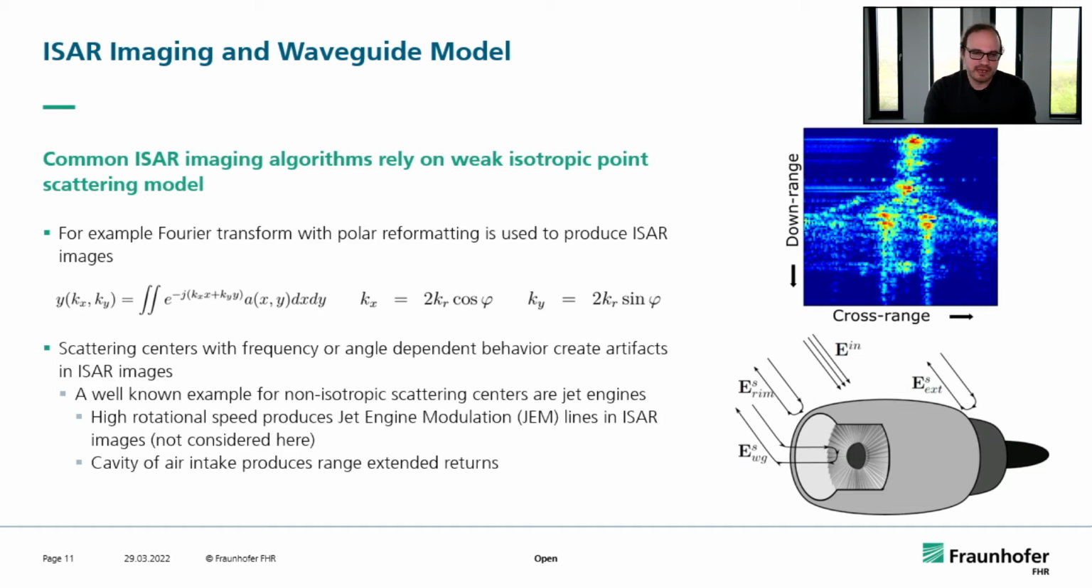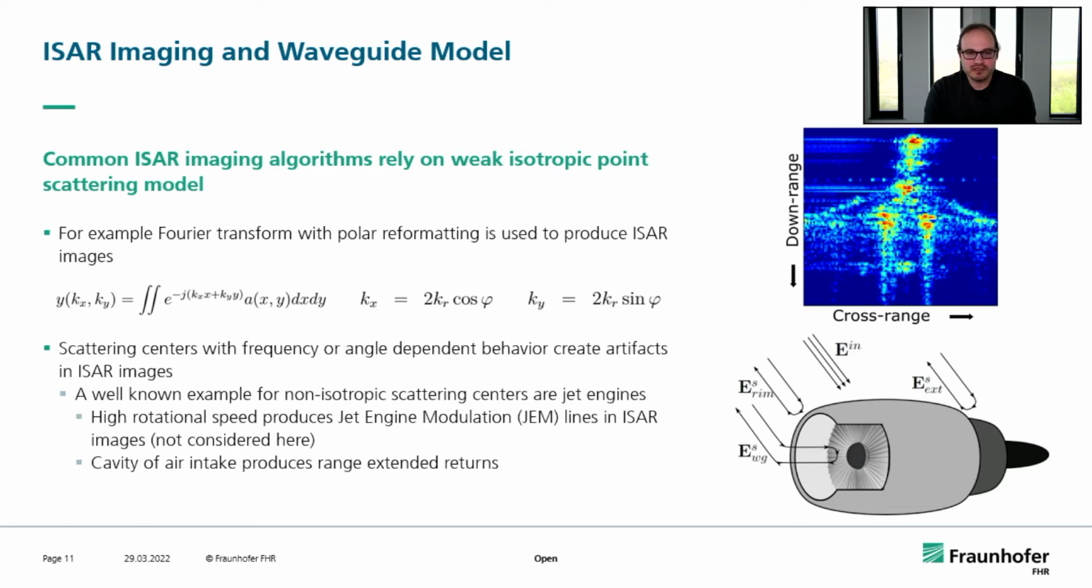There are actually two effects that happen. The first one is not used in this work, but I mention it here because it's quite known. It's the so-called jet engine modulation. That means that the blades of the engine rotate very fast and they produce a Doppler spread. And this Doppler spread is then seen in the image later as so-called JEM lines. So we have some bright streaks in the end, from left to right in our resulting image, along the Doppler direction. This is not used here.